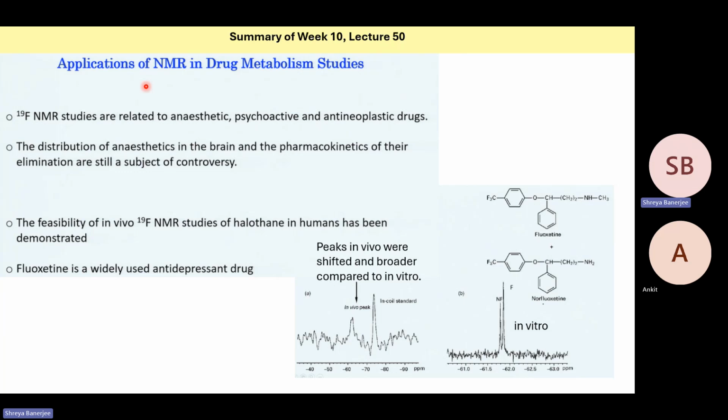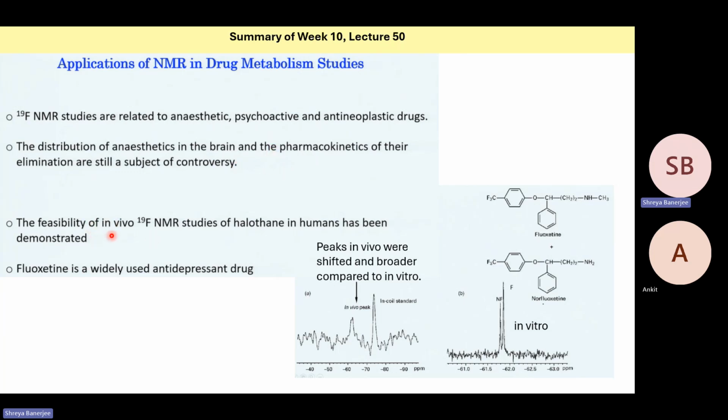So we will look at the application of NMR in drug metabolite studies. As we have already seen, 19F NMR is a very good nucleus to use for in vitro or in vivo studies. 19F is already present in many drugs. The distribution of these drugs, some of which are anesthetics, in the brain, and the pharmacokinetics of their elimination are still a subject of controversy. That is, we have not yet found this out properly. So this remains an area of research that is still open.